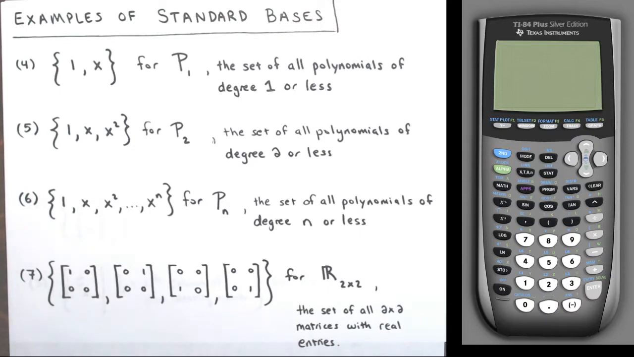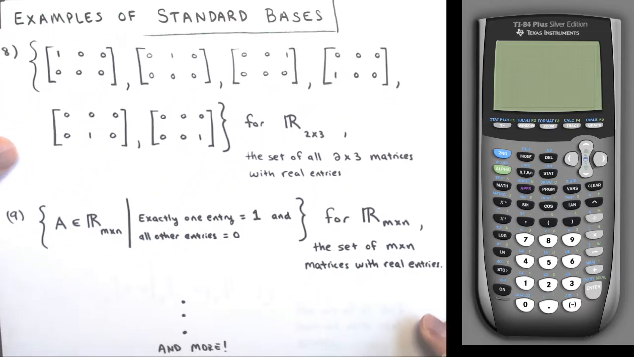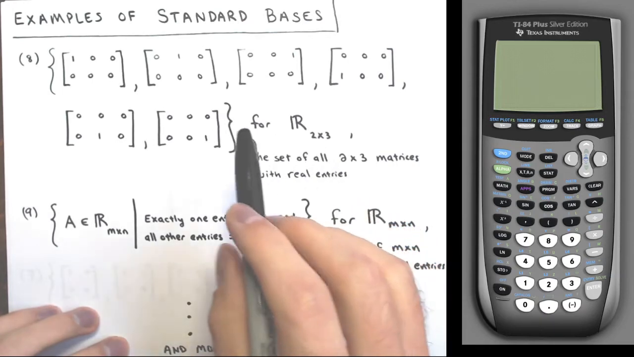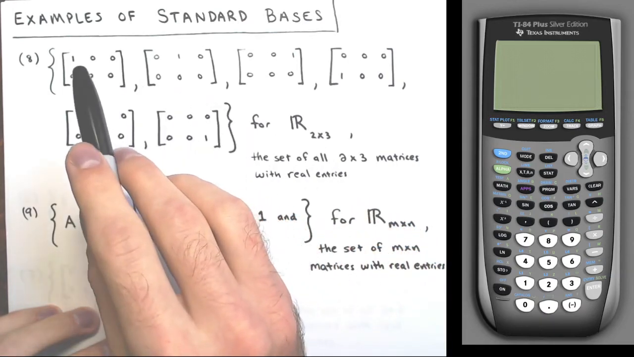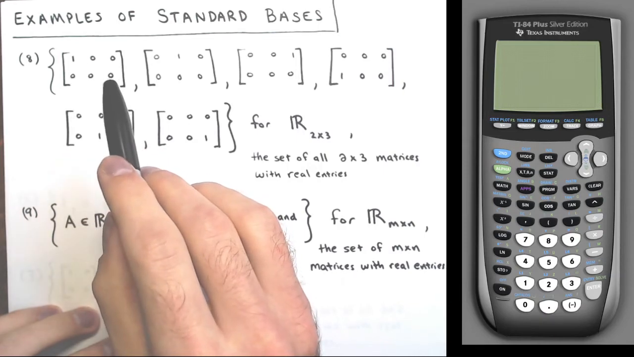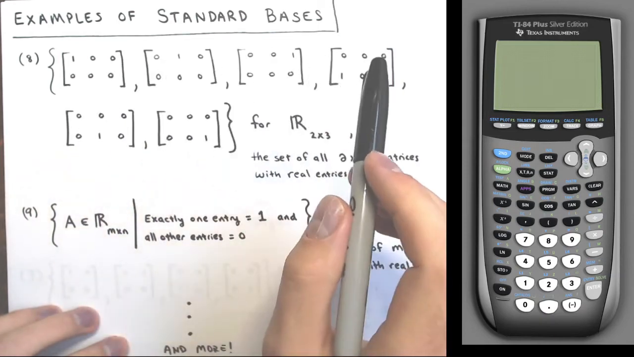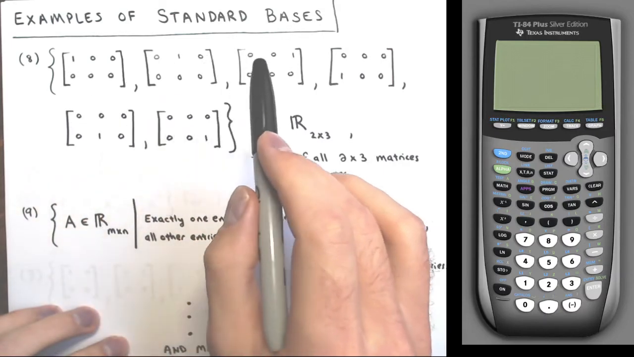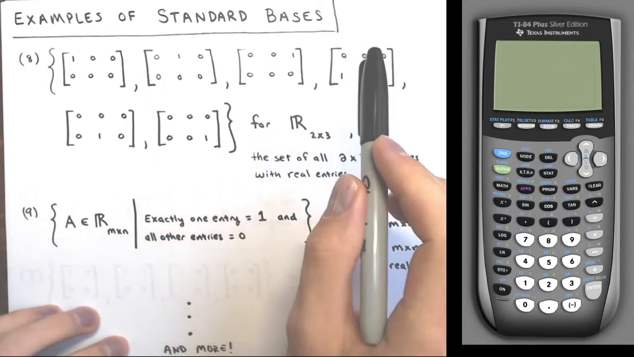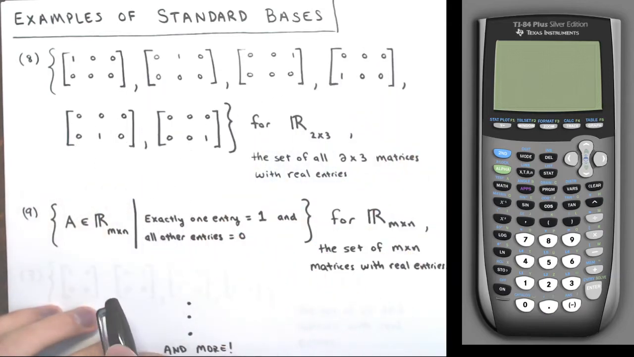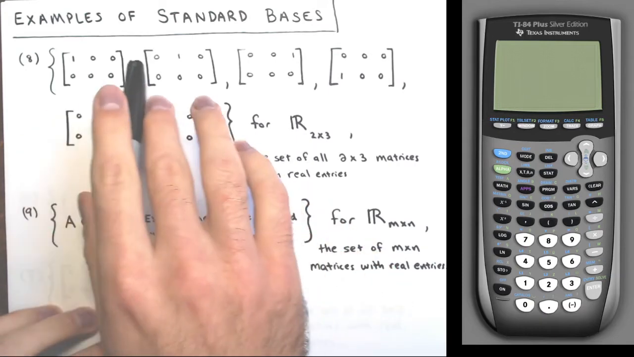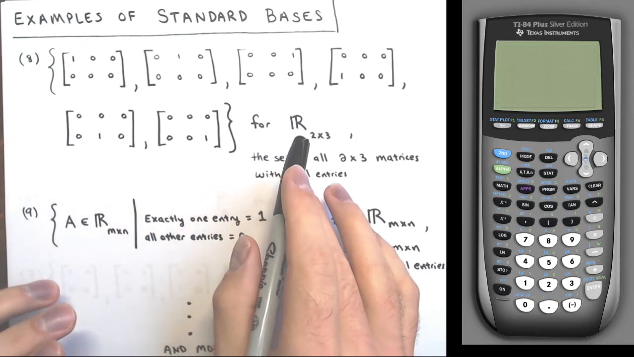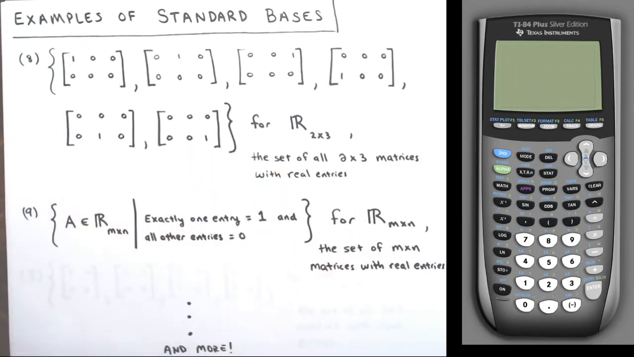And this is very similar. This next one is sets of matrices with real entries, for R 2 by 3. You see that in a 2 by 3 matrix there are 6 positions, 2 times 3. So I have 6 matrices here where there's a 1 in one position and 0 everywhere else: 1 here, 0 everywhere else, 1 here, 0 everywhere else, etc. So this set of 6 vectors are the simplest 6 vectors that make a basis, the standard basis for R 2 by 3.